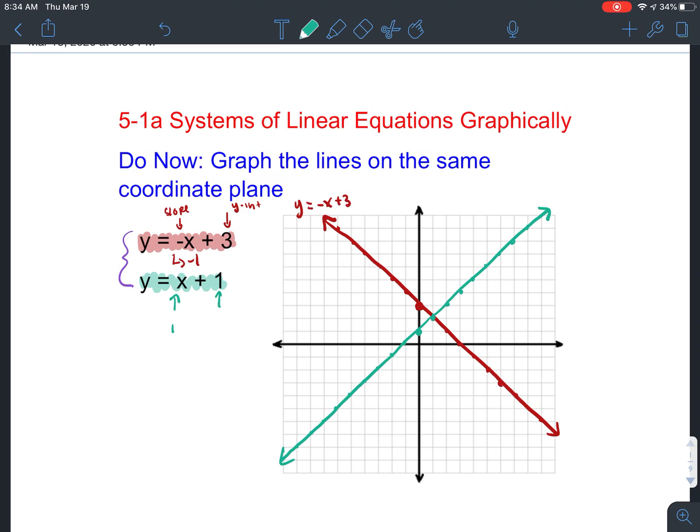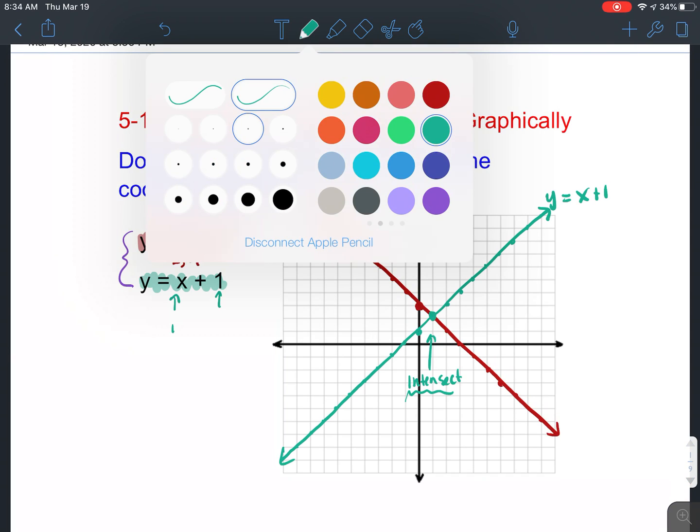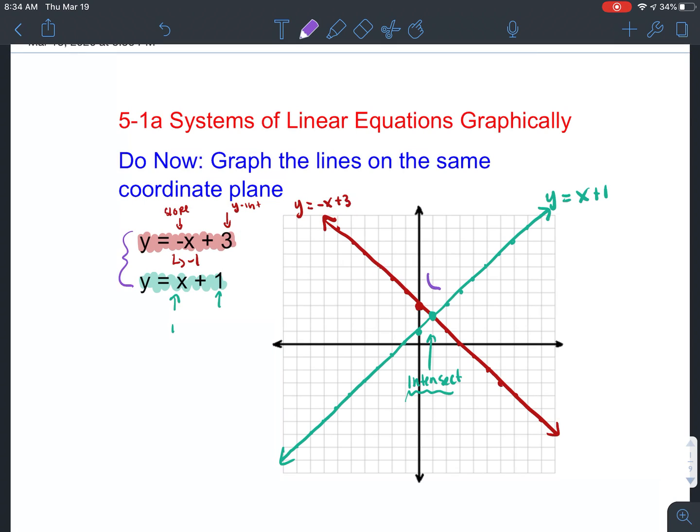So what do we notice about these two lines? Well, hopefully we notice that they intersect. There is a point where these two lines meet. So what does that mean? Well, that means that this point right here, which is the point 1, comma 2, is a point that makes both equations true. Okay? That means it is a solution to both equations. Okay? So that's a good thing.